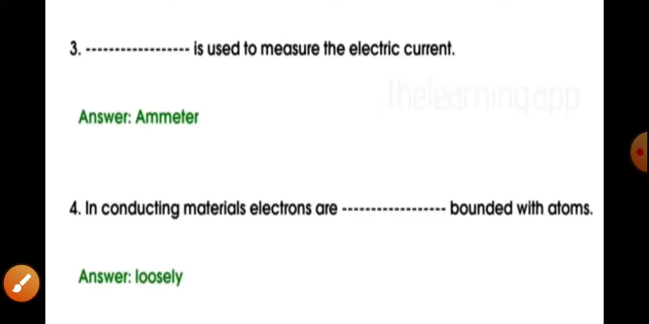Third question, dash is used to measure the electric current. So ammeter. How can we measure the electric current? By using an ammeter. And the potential difference is measured by a voltmeter. Okay. Fourth one, in conducting material, electrons are loosely bound with atoms. Answer is loosely.